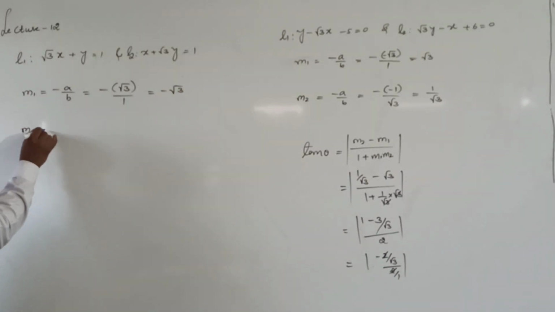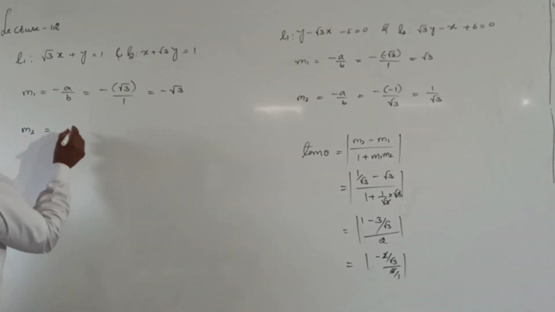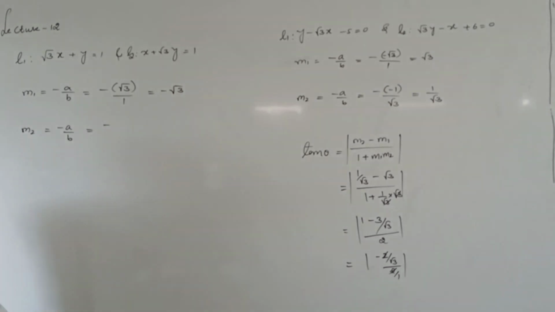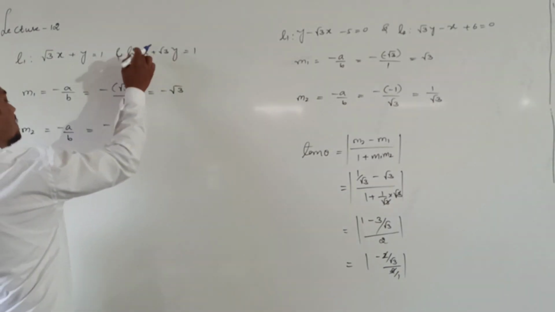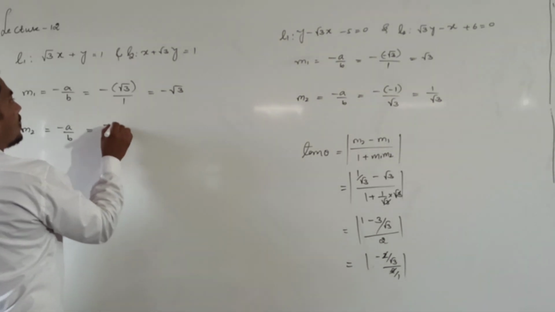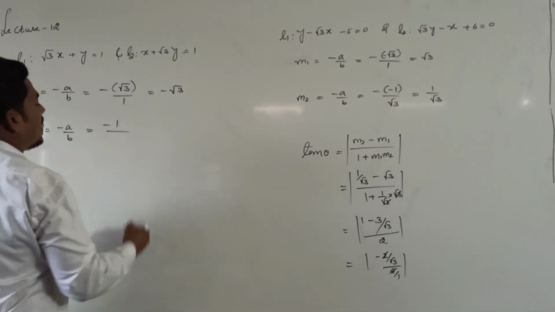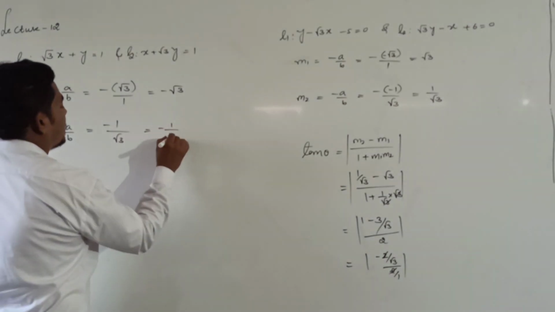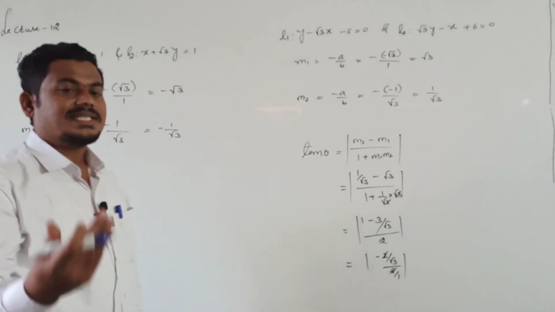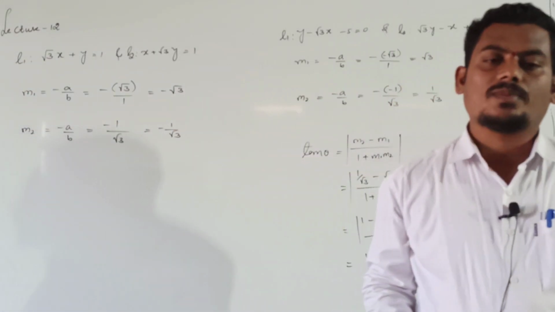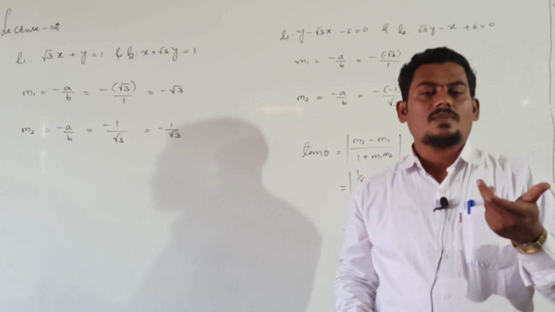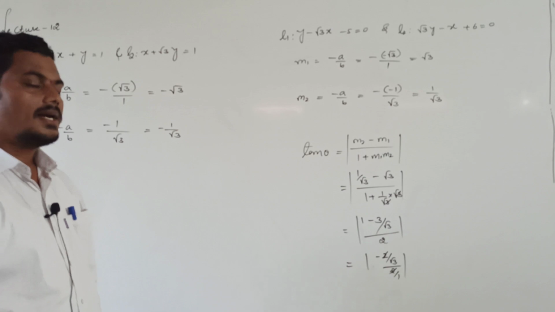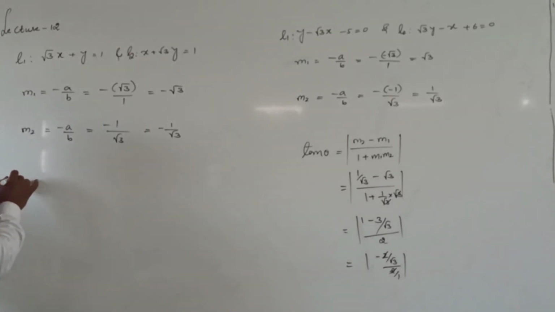Then M2 is equal to, means slope of line 2, formula minus a divided by b, that's equal to minus of, what is a value in line 2? Coefficient of x is a, that is 1, minus 1 divided by root 3, that's equal to minus 1 by root 3. After getting slopes, already we have formula. Angle between two straight lines formula, tan theta is equal to modulus of m2 minus m1 divided by 1 plus m1 into m2, right? Apply formula.